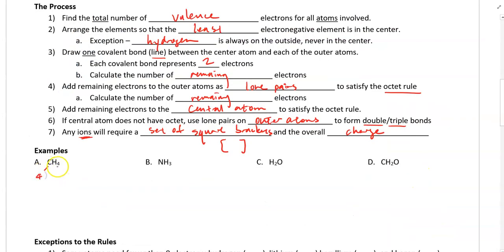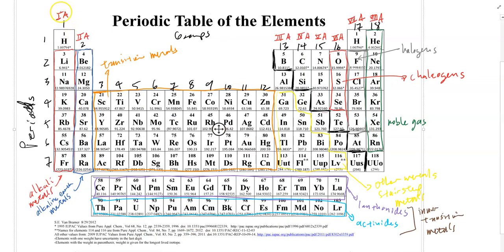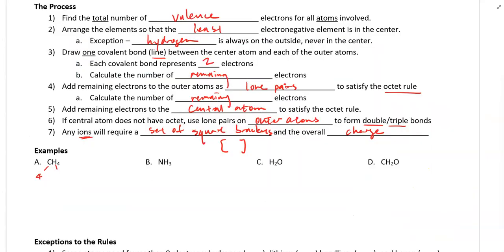Hydrogen. Well, hydrogen is in group, let's try this again, 1A. So in group 1A, it's going to have 1, but then there's 4 atoms of hydrogen in the molecule, so we multiply that by 4. So we have 4 plus 1 times 4. So that gives you a total of 8 valence electrons to work with.